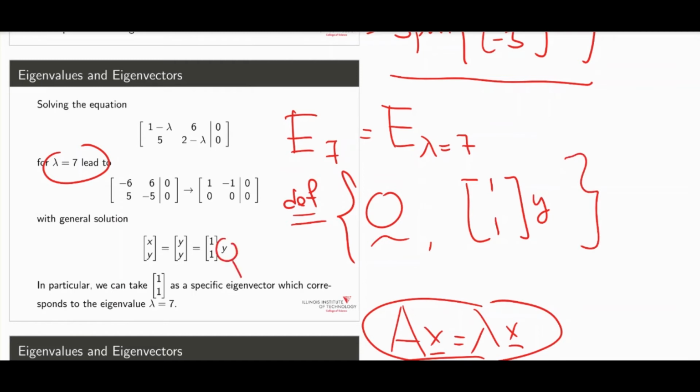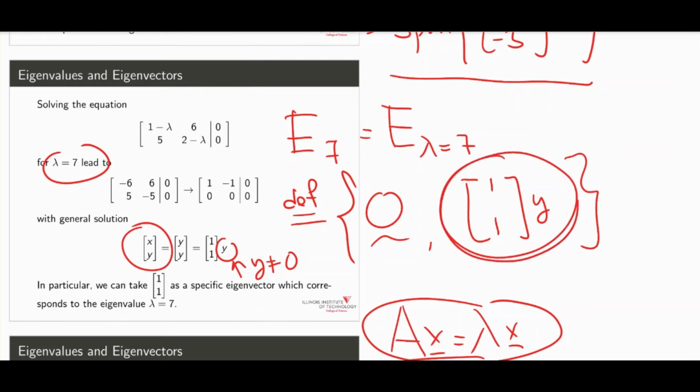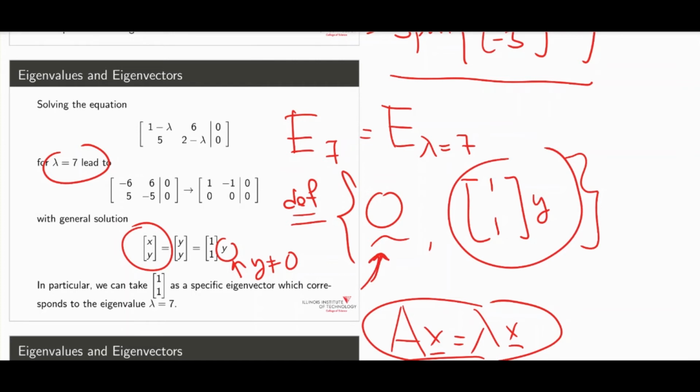Again, this y cannot be 0, because if y equals 0, you have the 0 vector, and the 0 vector is not an eigenvector. All these are supposed to be eigenvectors, so these are non-zero vectors. If your y is not equal to 0, these are all the eigenvectors. Remember from the definition of eigenvectors, your eigenvectors can never be 0. But for the eigenspace, we put this 0 vector into the set. That's part of the requirement. That's the definition.